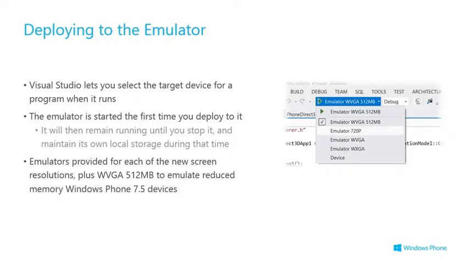Deploying to the emulator, you just choose which emulator, and Andy earlier went through all the different screen sizes and resolutions we have. So as you can see, we've got 4 flavors of emulator included in the SDK. There's the 512 meg, which is now the low spec machine, WVGA, the full WVGA, which is the 1 gig memory, WXGA and 720p. So you can test against all those different screen resolutions.